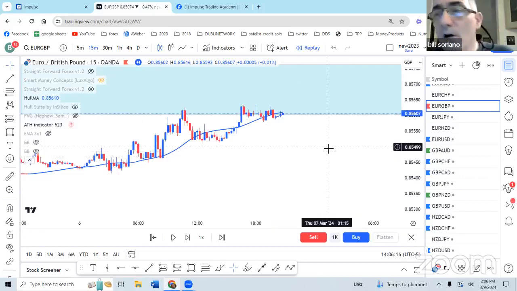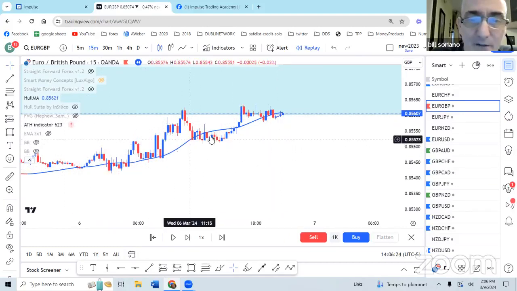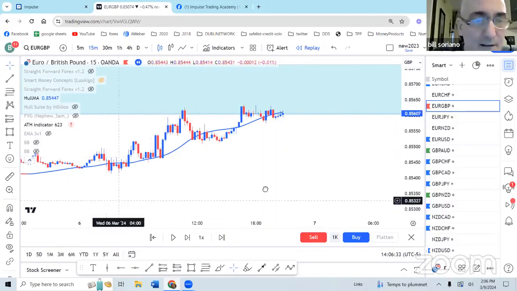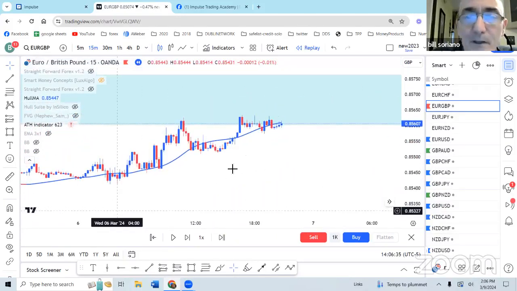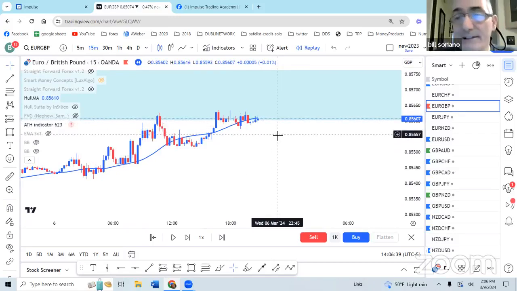Now what you're going to do is set an alert for this Hull moving average. That's what this blue line is. Right now, the blue line says that it is bullish. It has to be bullish for price to get back to this order block, because price was lower. So we're going to wait for this line to turn bearish before we take the trade.